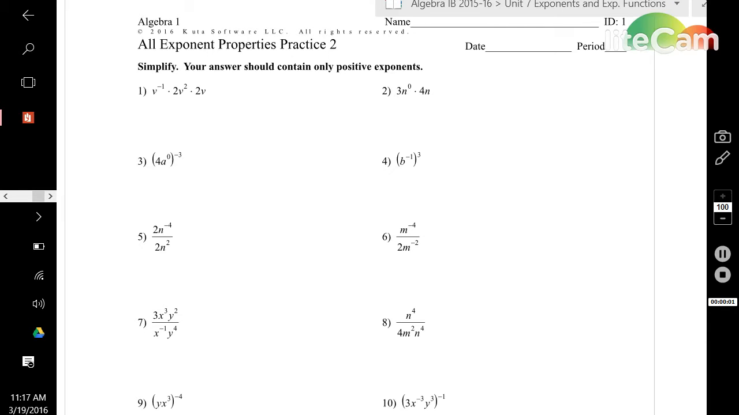In this video, we're going to review the exponent properties that we learned this unit. I'm going to go through several examples on this worksheet to remind us how to solve them. The first one we'll look at is number 1.